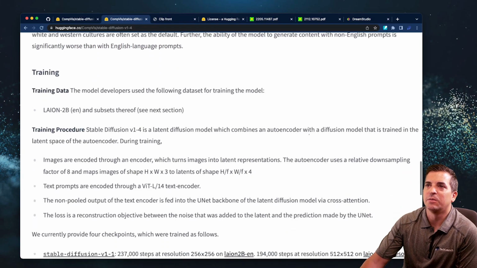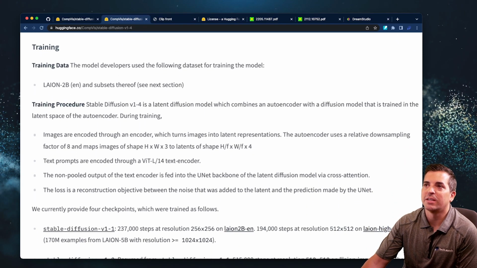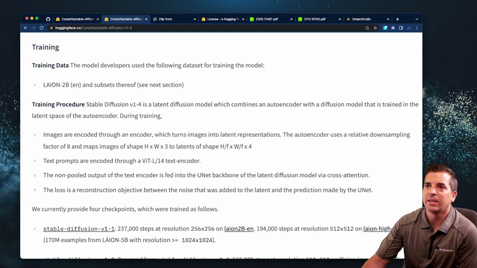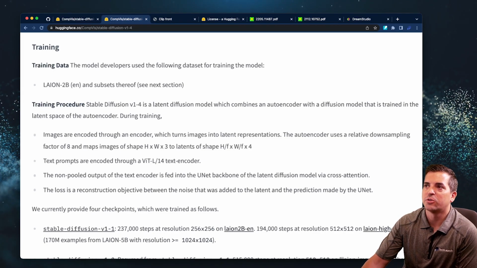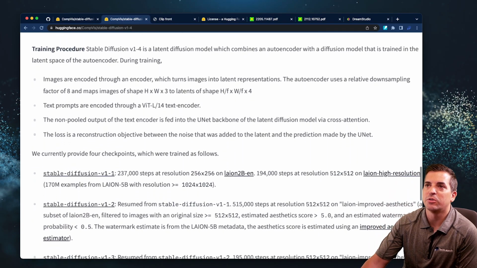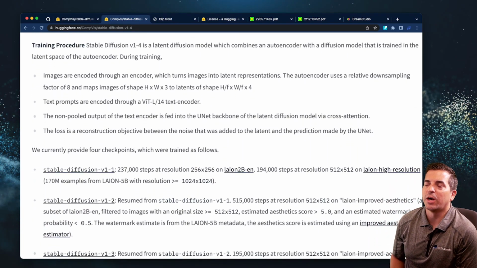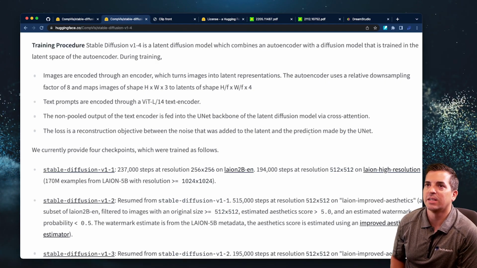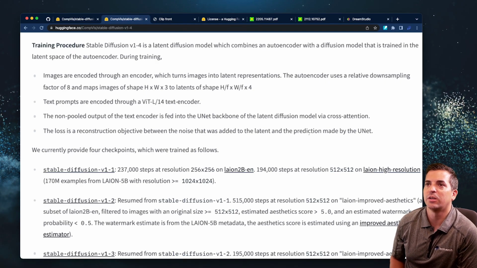Training data. The model developers use the following data sets for training the model: LAION 2B and subsets thereof. The training procedure. Stable Diffusion V14 is a latent diffusion model, which combines an autoencoder with a diffusion model that is trained in the latent space of the autoencoder.